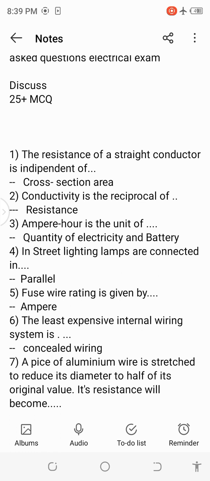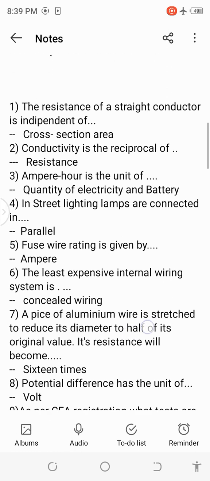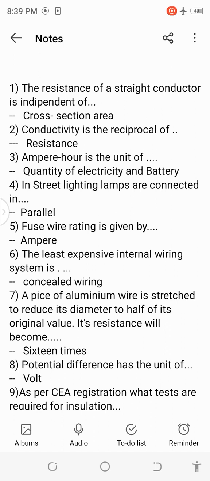3. Ampere hour is the unit of quantity of electricity and battery. 4. In street lighting, lamps are connected in parallel. 5. Fuse wire rating is given by ampere. 6. The least expensive internal wiring system is concealed wiring.